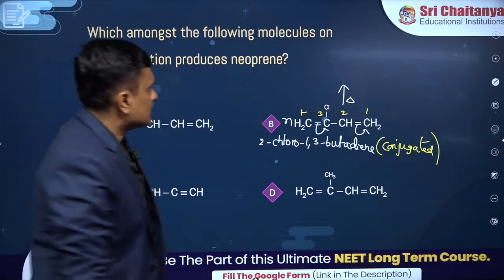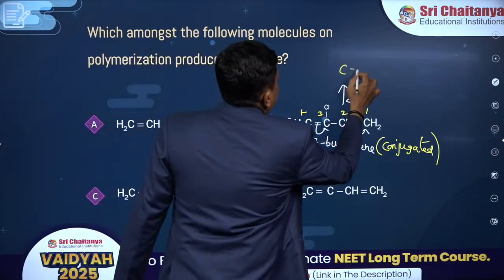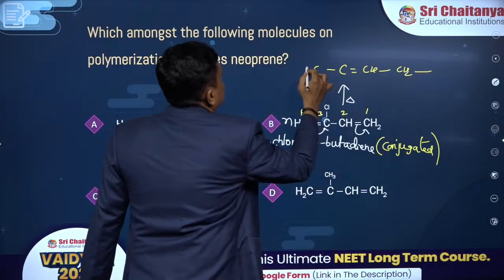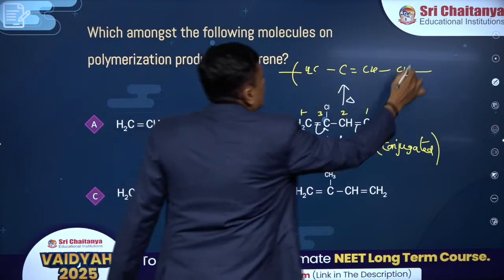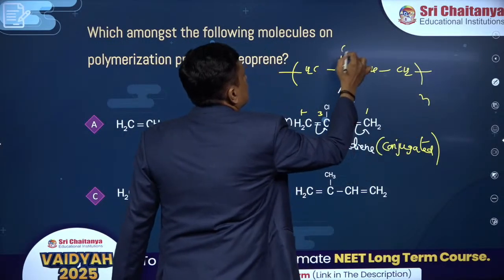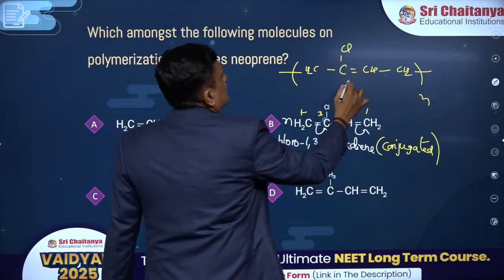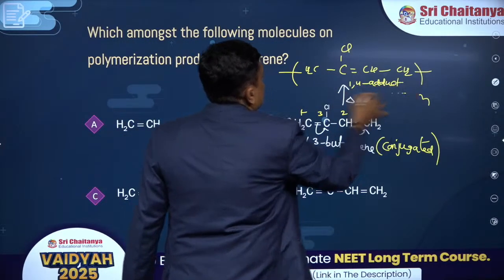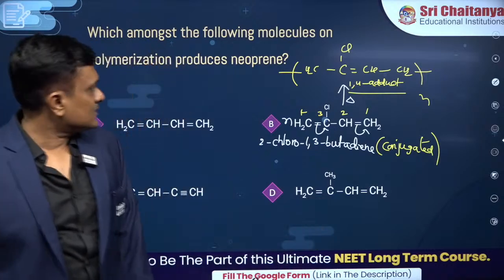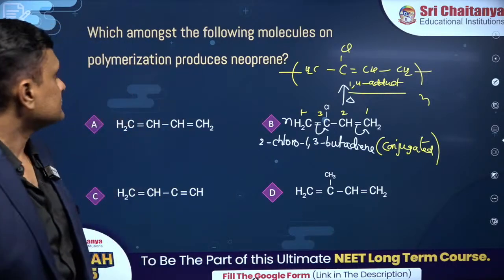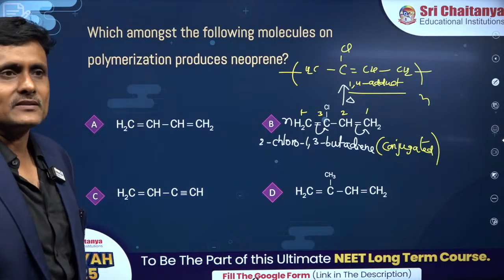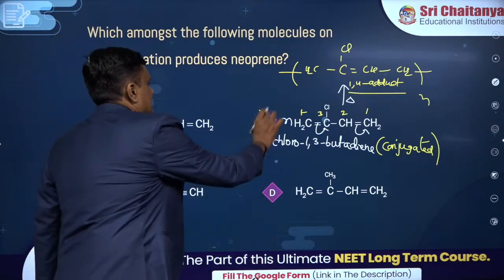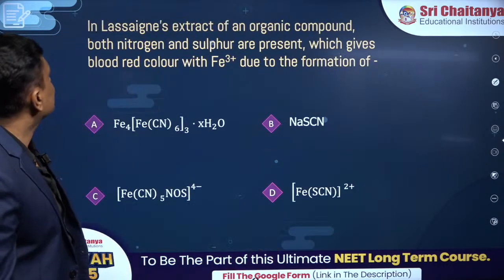So what will happen to the double bond? You guys can see the double bond has shifted over here, and this head and this tail would get connected to the other units. This is how you need to write a 1,4 adduct. Hope you understood. And that's what we are talking about. Neoprene, isn't it? Alright, simple question. So the right answer is B.